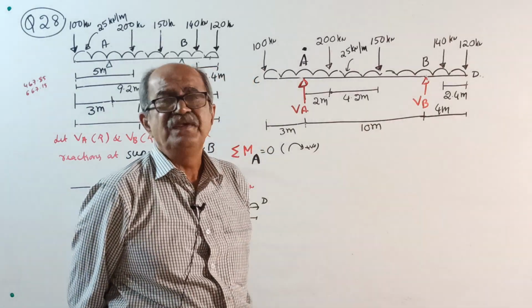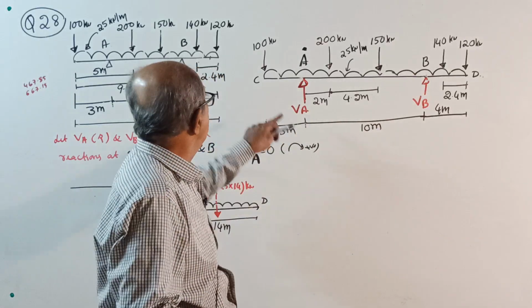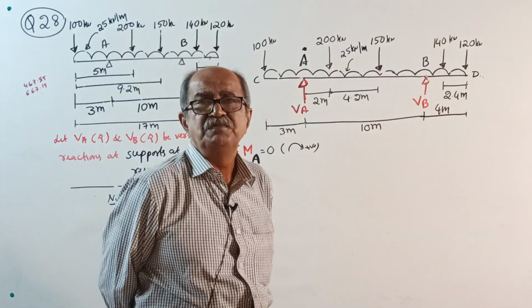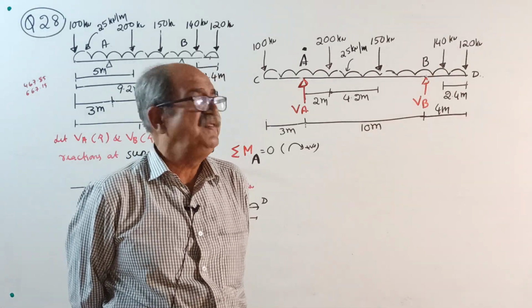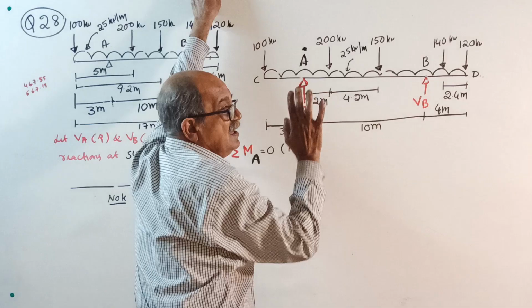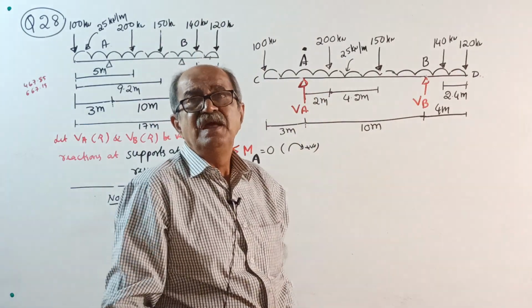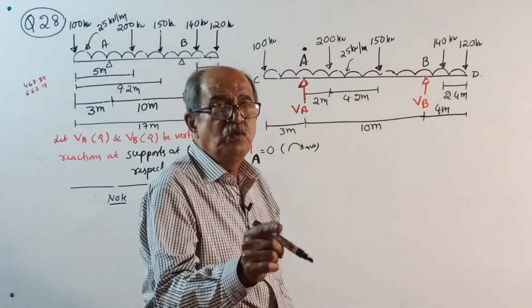Sometimes what happens is, usually you take moment about the left support. Don't take moment about C, then both unknowns will come. Moment should be taken, better, not a rule, about a point where an unknown is there. So usually we take the left point, habit. But in some rare cases, instead of moment about A, if you take moment about B, it is advantageous. I will tell you what the advantage is.